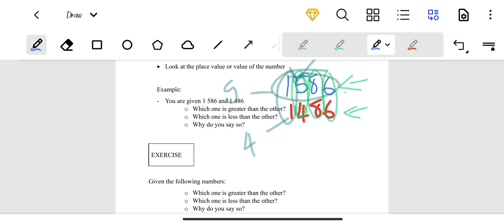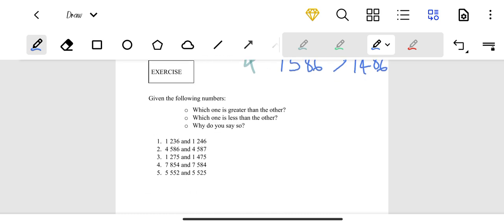How am I going to do it? I'm going to say 1586, 1486. The one that is greater is supposed to be pointed by 2 pointers. The one that is smaller is supposed to be pointed by the 1 pointer. And then you are done. I hope this makes sense.